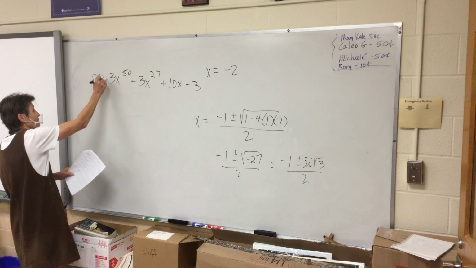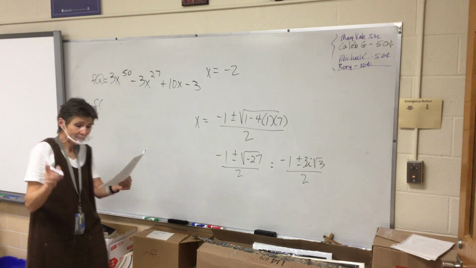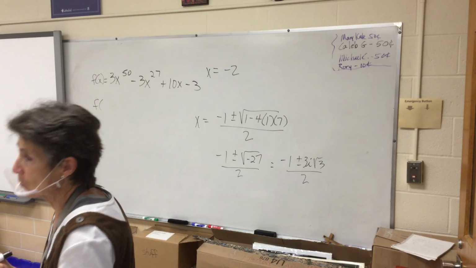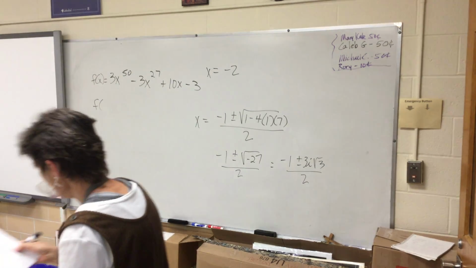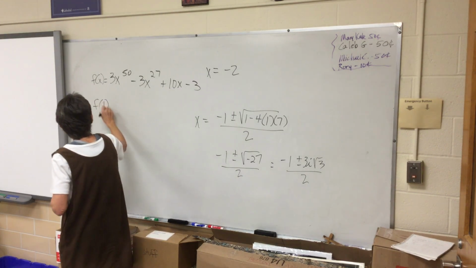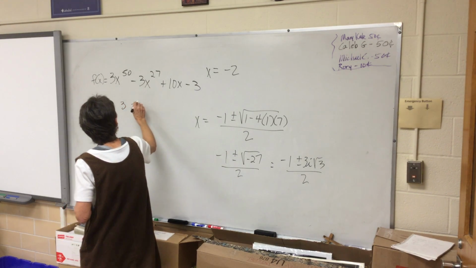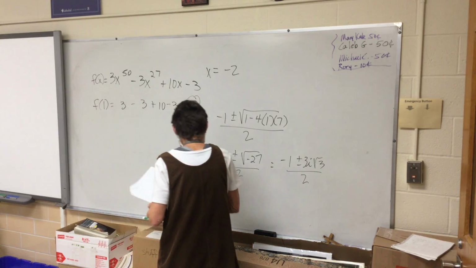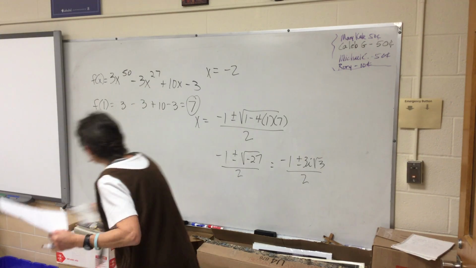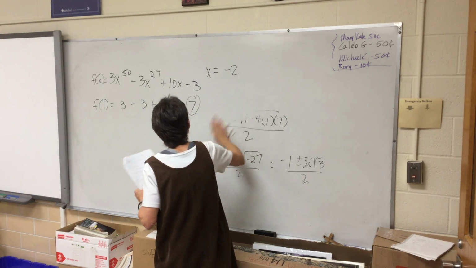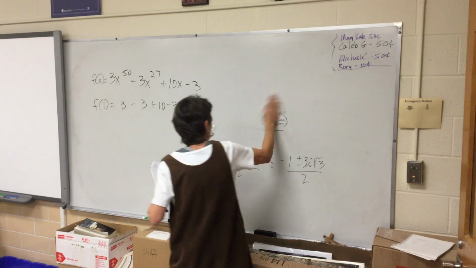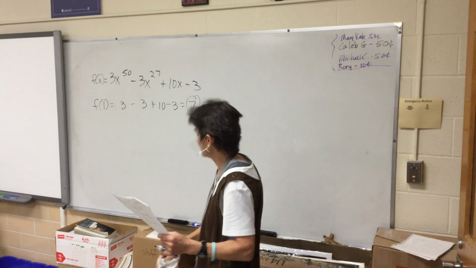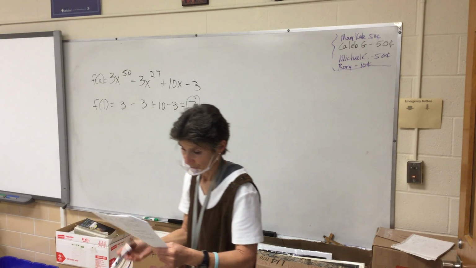So we think of this as a function, and we plug in the number we would have put in the box. So what number would I put in the box? 1. So I just plug in 1. So that's going to be 3 minus 3 plus 10 minus 3. It looks like the remainder is 7 if I did my arithmetic correctly. Just putting in 1s for all of the x's.